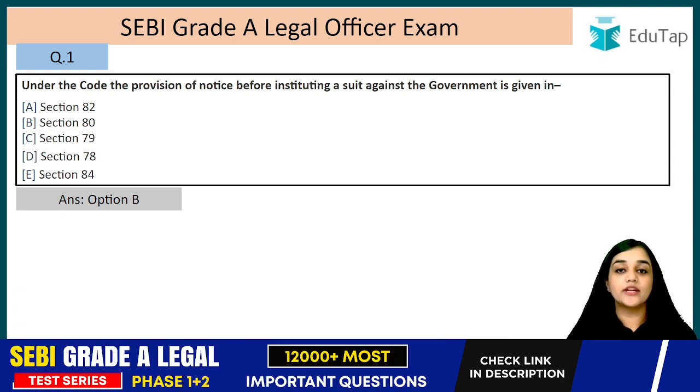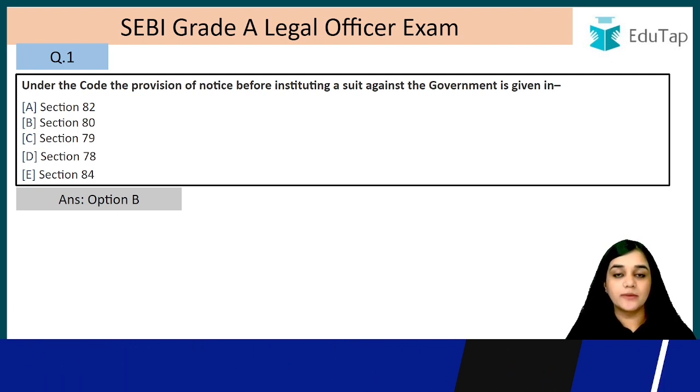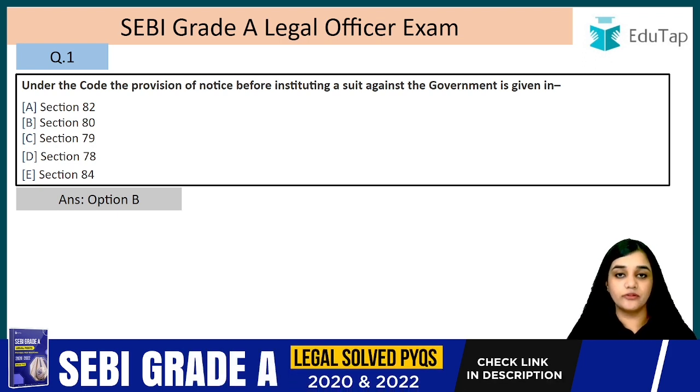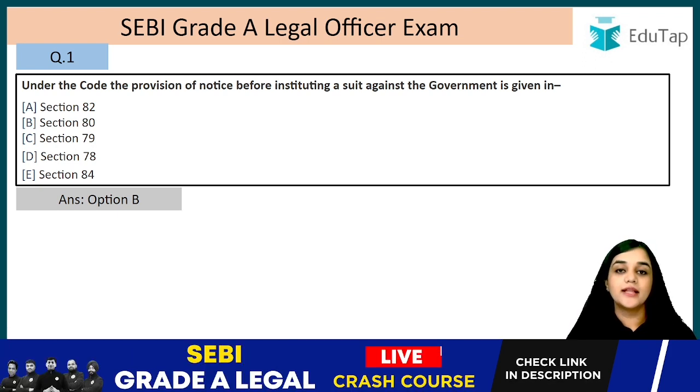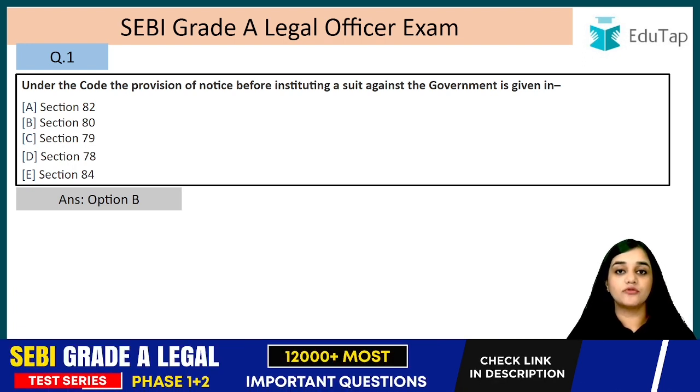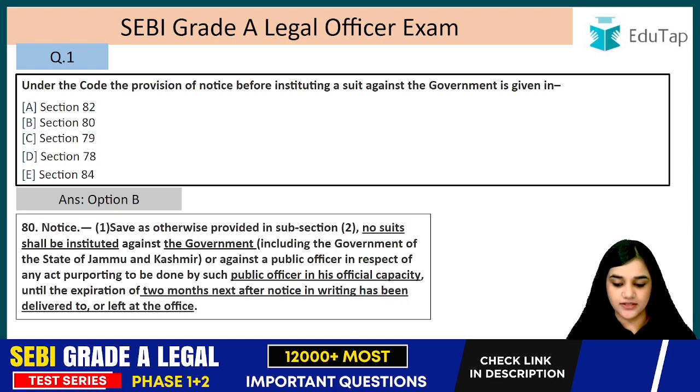But since here we are talking about special circumstances, they are the government and they are the public officer doing some act in their official capacity. That is why a special provision has been made. A special procedure has to be followed, that we will be dealing with. What is this special procedure? They are special in nature and the procedure they follow is also special, right? So first of all, let's see what section 80 says.